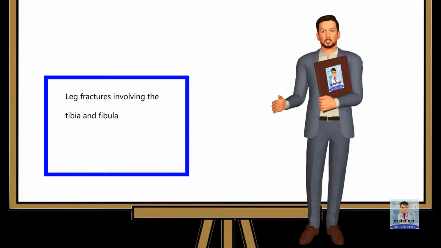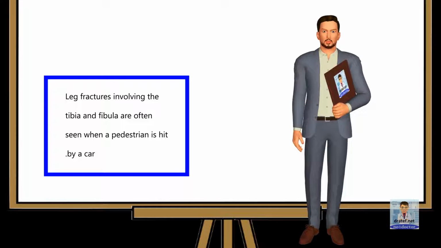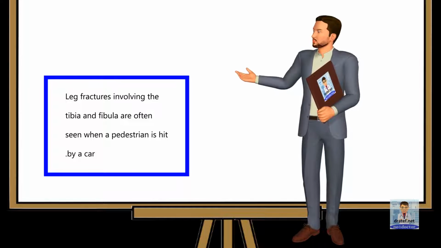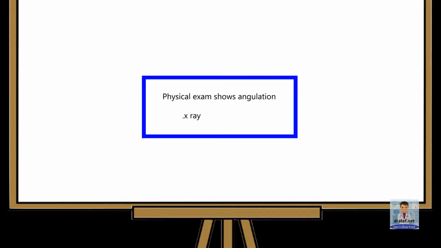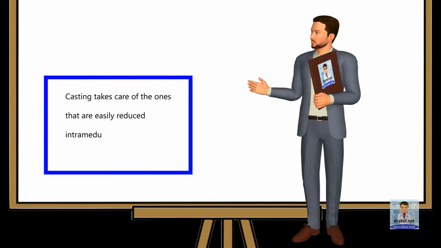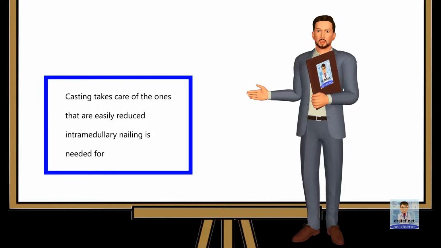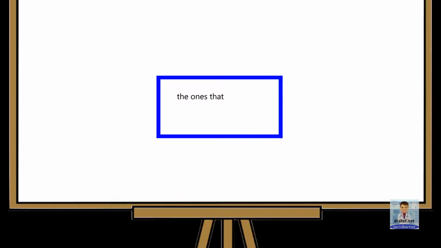Leg fractures involving the tibia and fibula are often seen when a pedestrian is hit by a car. Physical exam shows angulation. X-rays are diagnostic. Casting takes care of the ones that are easily reduced. Intramedullary nailing is needed for the ones that cannot be aligned.